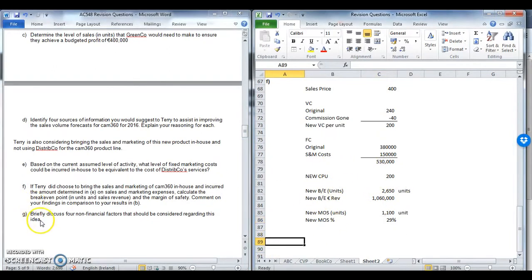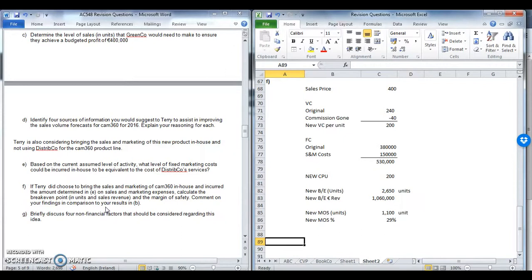And that's the point I wanted students to draw out then, by briefly discussing 4 non-financial factors that should be considered regarding this idea, i.e. of not using DistribCo and bringing sales and marketing in-house. So again, there's a vast collection, no more than Part D, in terms of valid points that are made here, but what I want a student to do is discuss them as well and make sure you articulate why it's relevant. So for example, you could argue that, look, this brings a lot more risk in terms of increased fixed costs, which you're not really sure, depending on what the demand is, may be covered. You're reducing your margin of safety or buffer.